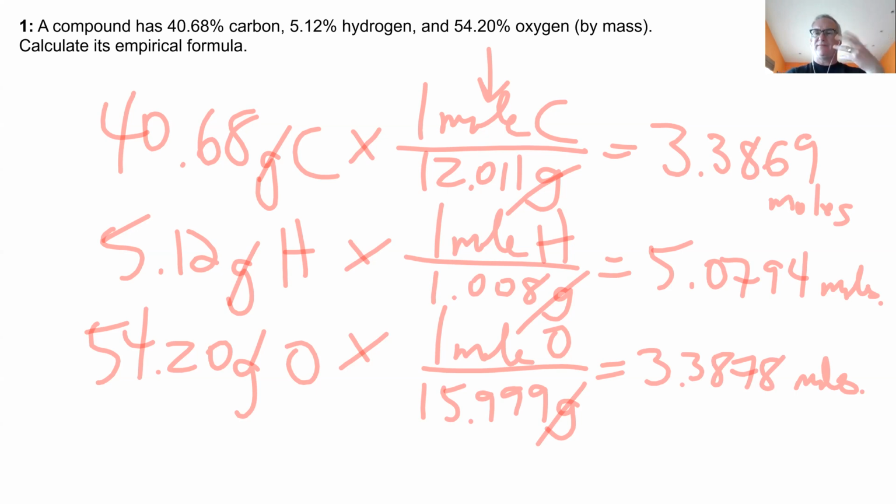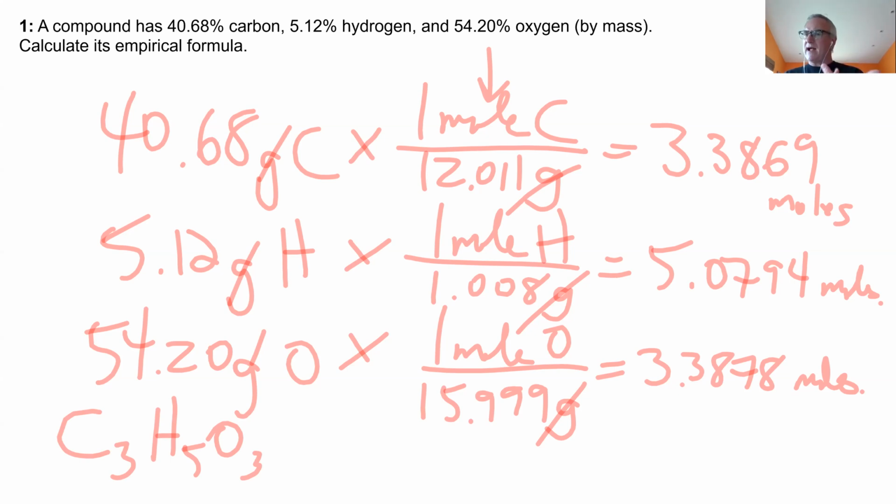We have like 3 1/3, a little more than 1/3 moles of carbon, 3 and a little more than 1/3 moles of oxygen, and a little bit more than 5. So what a lot of students would do here would be, okay, well, let's just round everything. So 3.38 is close to 3. So I'm going to have C3H5O3.